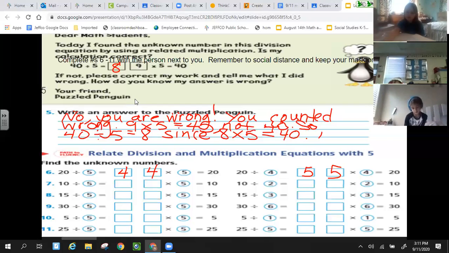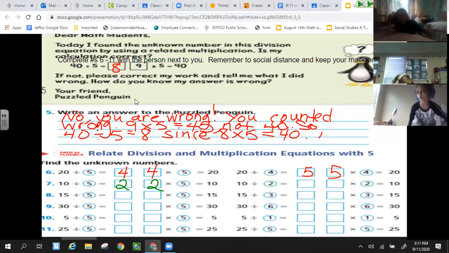Okay, 10 divided by 5. How many 5s are in 10? Let's count by 5s, everybody. 5. How many 5s are in 10? Microphone answer. 2. So if we know there are 2 5s in 10, 10 divided by 5 is 2, then we know 2 times 5 equals 10, right? So this is a fact family.